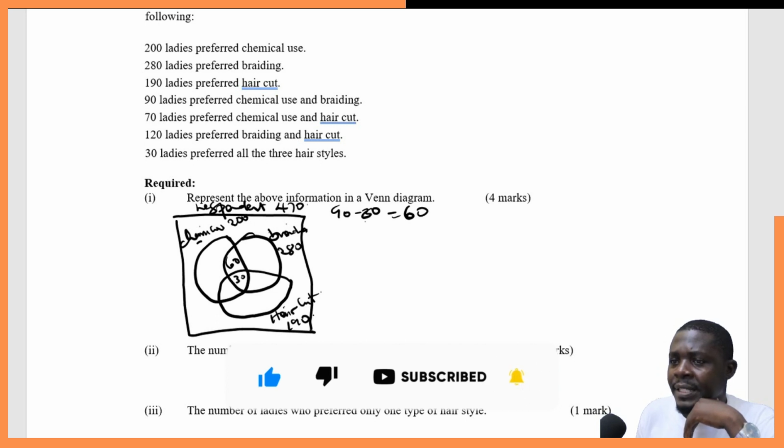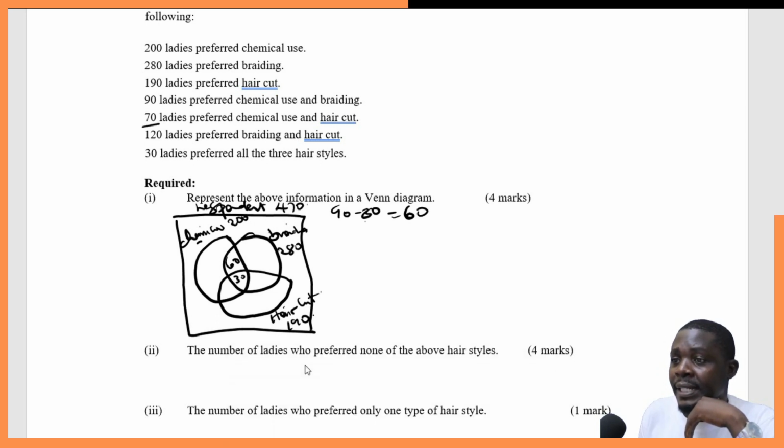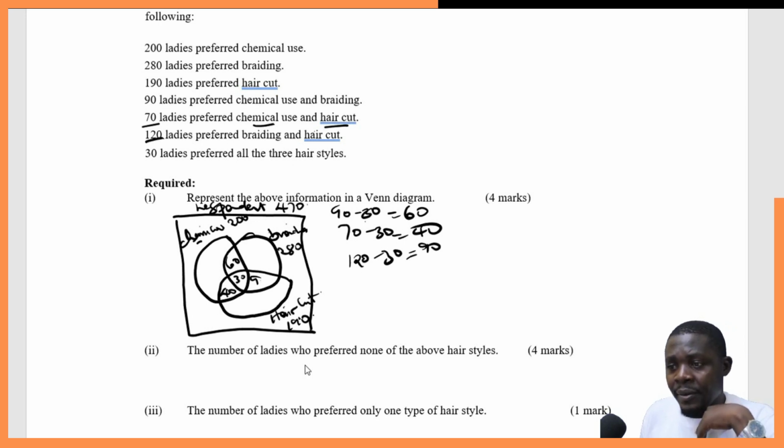Then we have 70 who preferred chemical and haircut. That is 70 minus 30, we have 40. We have 40 here. And then 120 ladies preferred braiding and haircut. So 120 minus 30, we have 90. Now 90 at that point.